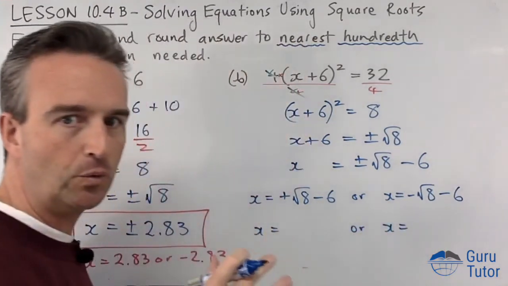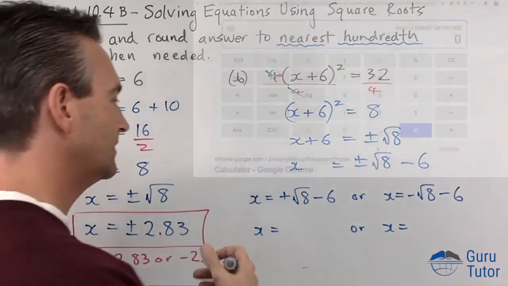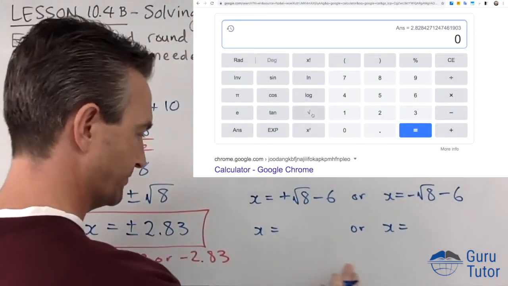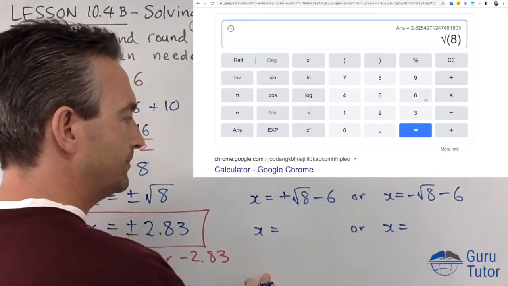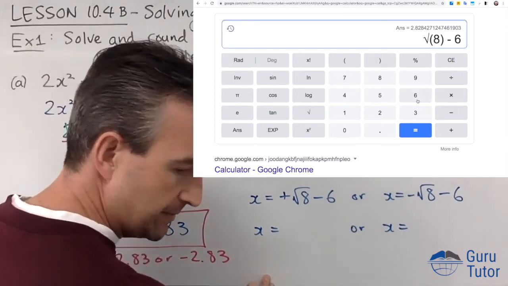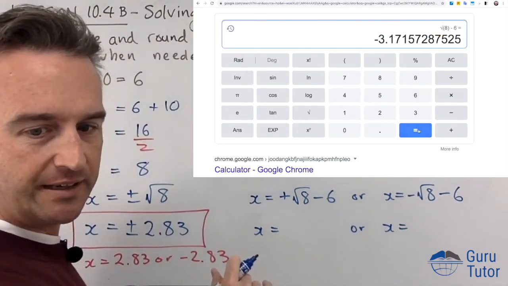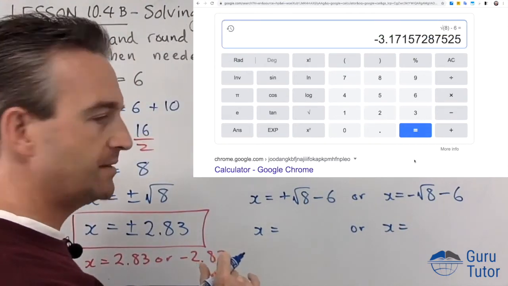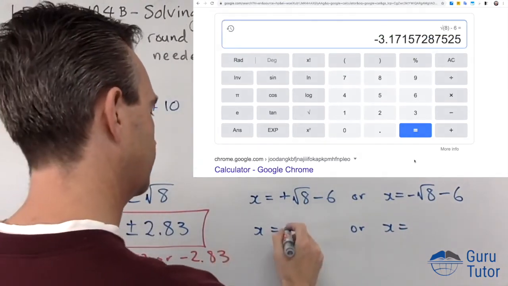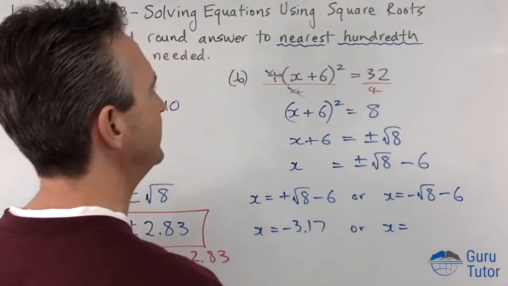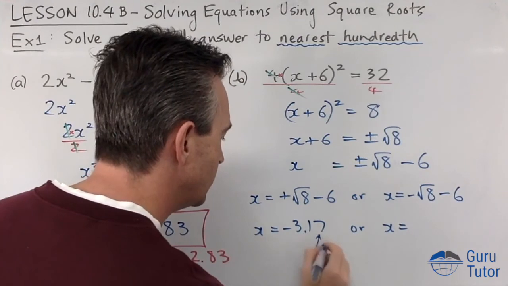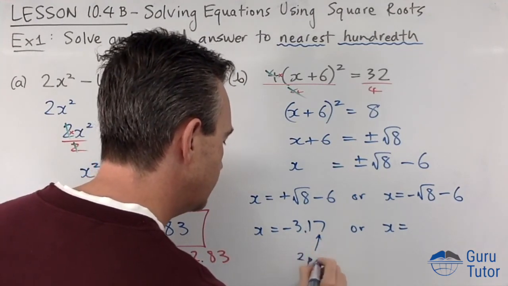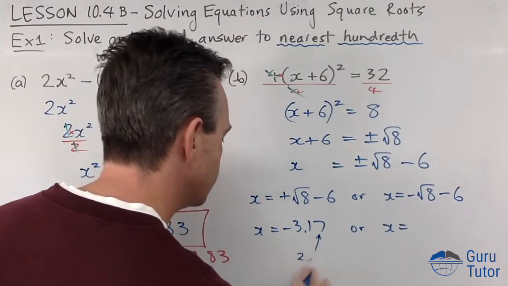All right, so again, just go to your calculator, however you're using it. I'm going to use a Google calculator, and I'm going to type it in. Radical 8 minus 6 equals, and my first answer is negative 3.17. Okay, and that is rounded to the nearest hundredth. Nearest hundredth means 2 decimal places, by the way. The second decimal place.